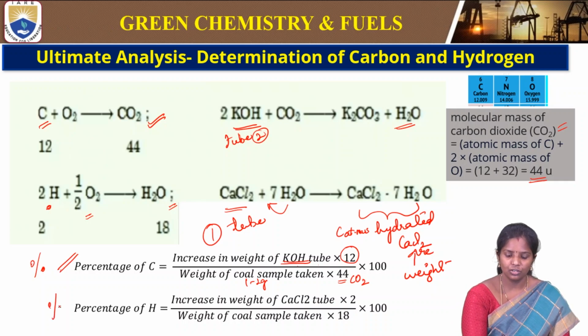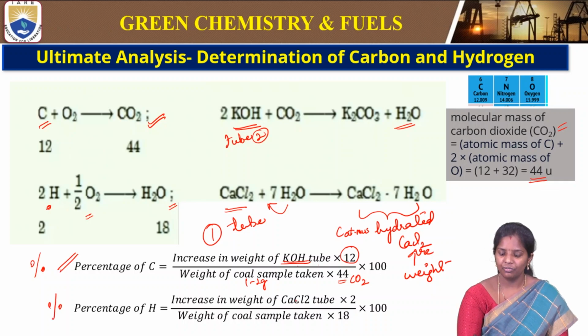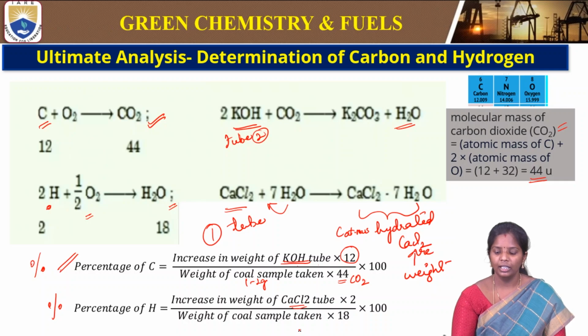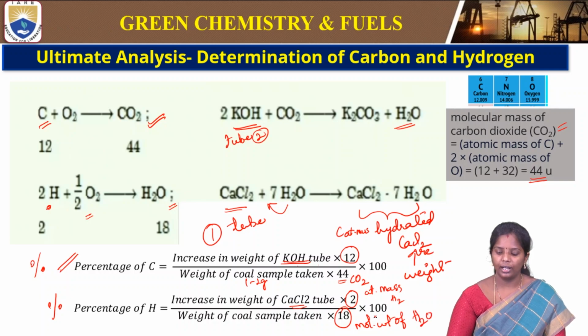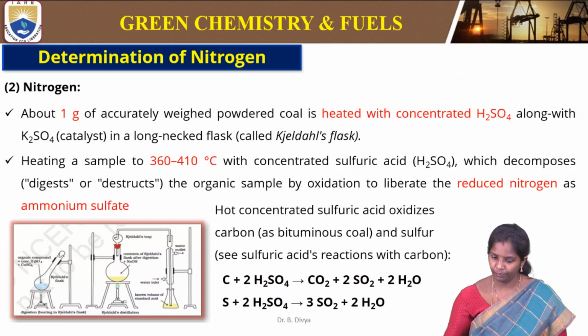Next, the percentage of hydrogen: increase in weight of calcium chloride tube into 2. 2 is the atomic mass of hydrogen, and weight of coal taken into 18. 18 is the molecular weight of water molecule, into 100. So this will give the percentage of hydrogen that is present in that particular coal.